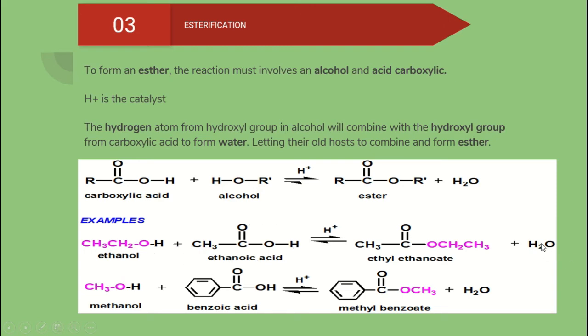They form water, and the rest will form ester, which is ethyl ethanoate, because we use ethanol as the alcohol and ethanoic acid as the carboxylic acid. If we use methanol as the alcohol, the name will change into methyl ethanoate, just like that.